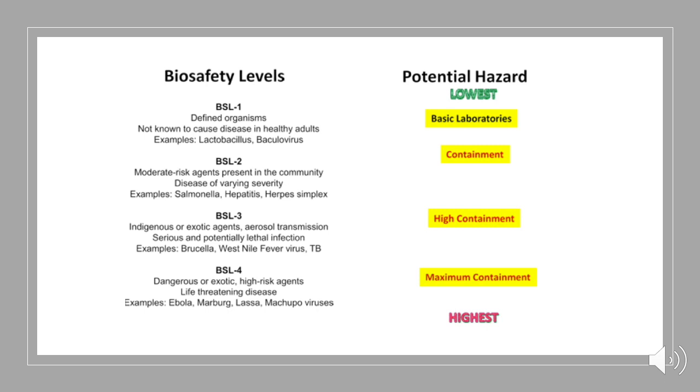BSL-2 organisms have somewhat of a risk. They're sometimes referred to as opportunistic pathogens. If they're part of our human flora, they can be passed. They do vary in their severity, but there's usually a treatment or a cure for a BSL-2. Really, the BSL level is based more on the risk of the organism. How easily transmissible is it? So BSL-2 organisms are not particularly easily transmitted.